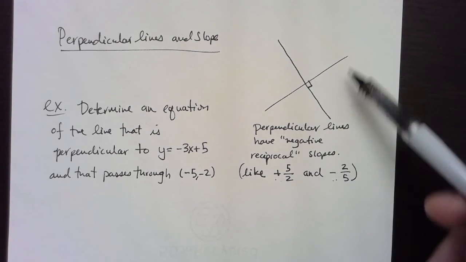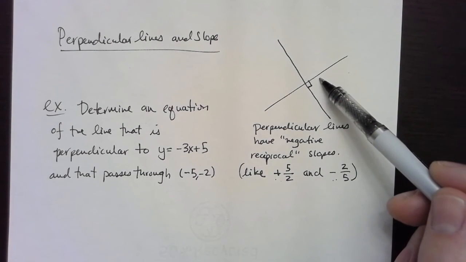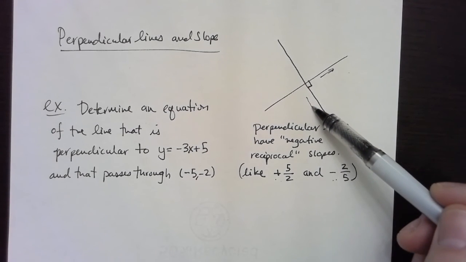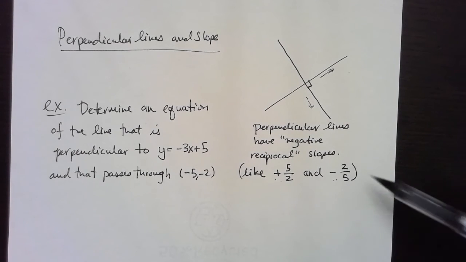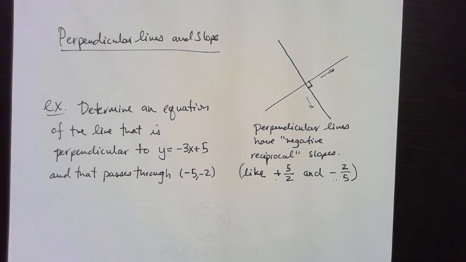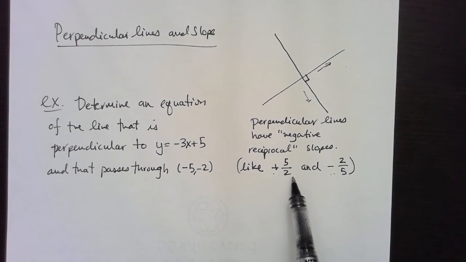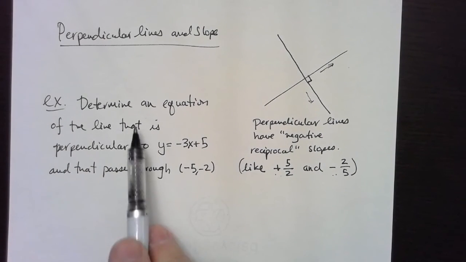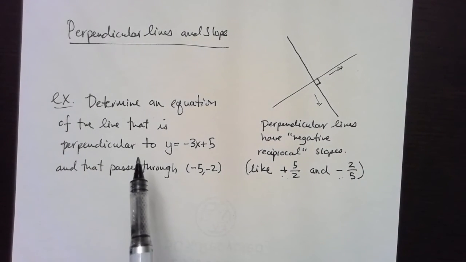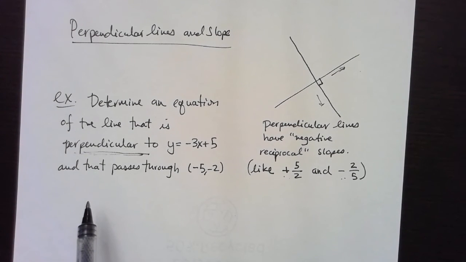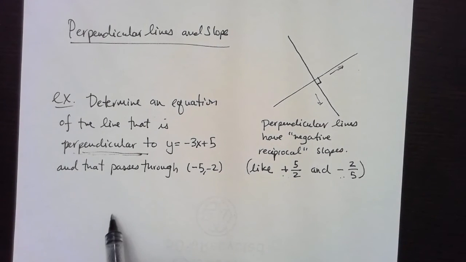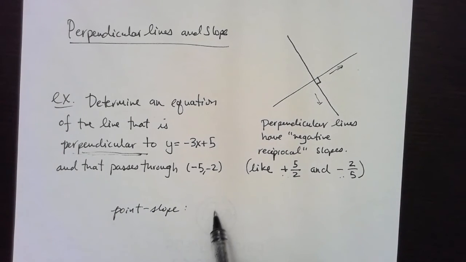You can see they have to have opposite signs, because if two lines are perpendicular, one's going to be sloping up, and the other's going to be sloping down, so they will have at least different signs. But why they're reciprocals is something that I'll ask you to explore on the homework. Let's just use this fact that perpendicular lines have negative reciprocal slopes to answer a question about perpendicular lines. Determine an equation of a line that is perpendicular to this line, y equals minus 3x plus 5, and that passes through this point. So again, I'm going to be sticking with point slope form here for my answer.